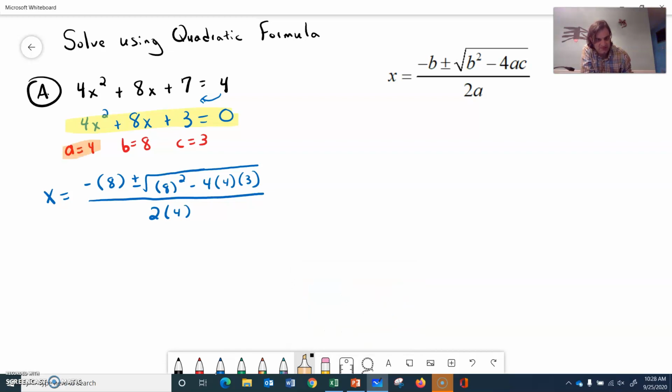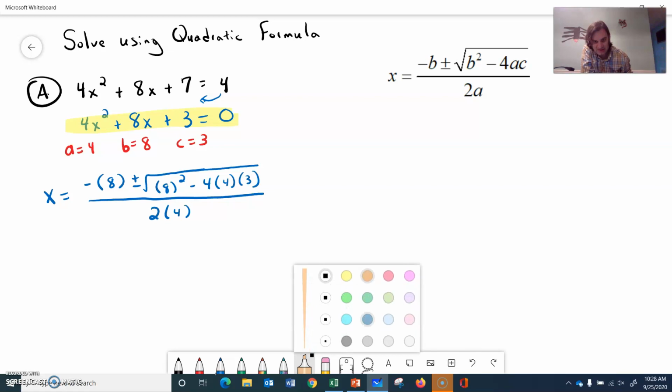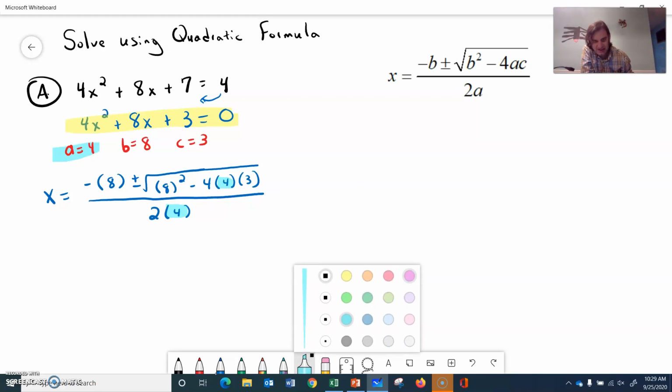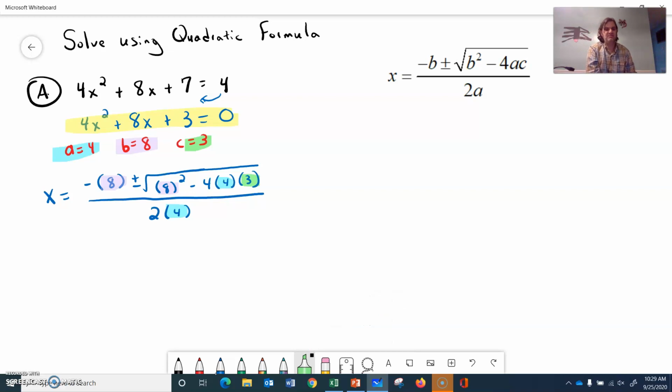So a, that was not a good color choice. Let's try a different one. A was 4, so we can see that in the denominator and under the root. B was 8, so we can see that on the outside and under the root. And C was 3, we can see that under the root. But if you can follow the color pattern, we've got what we need here.